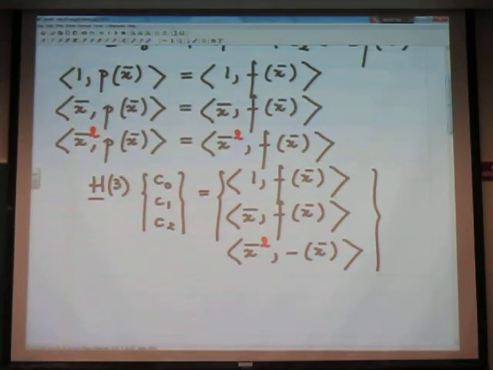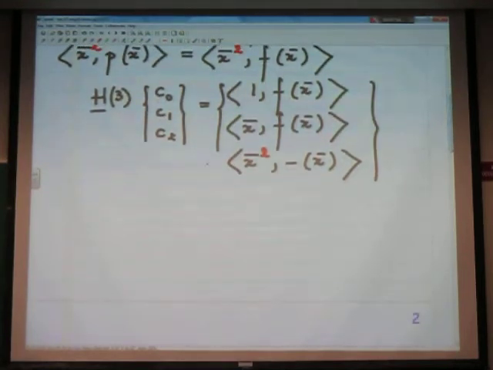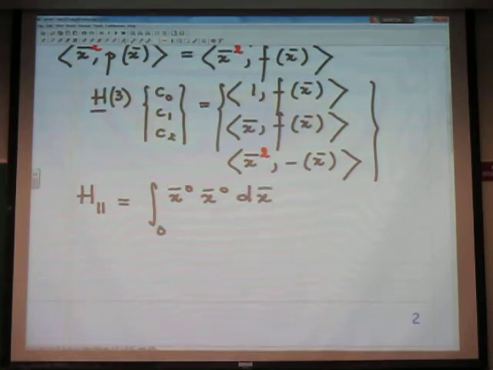And so what are the coefficients of the Hilbert matrix? The coefficient of the Hilbert matrix would be as follows. For example, H11 is the integral of x bar to the power 0, x bar to the power 0, dx bar, integrating from 0 to 1, meaning that x bar goes from 0 to 1.